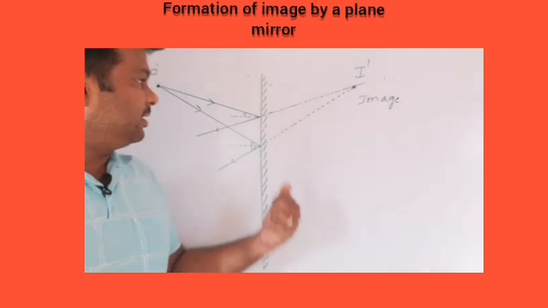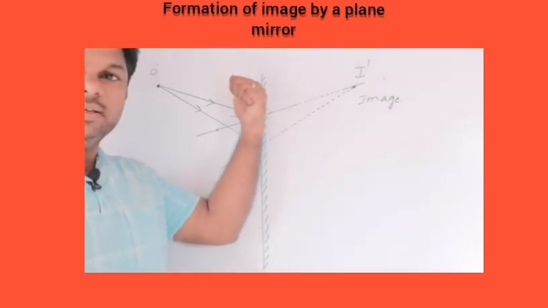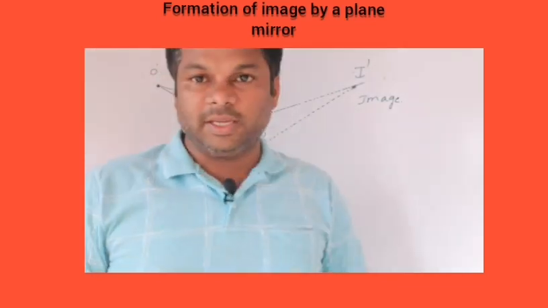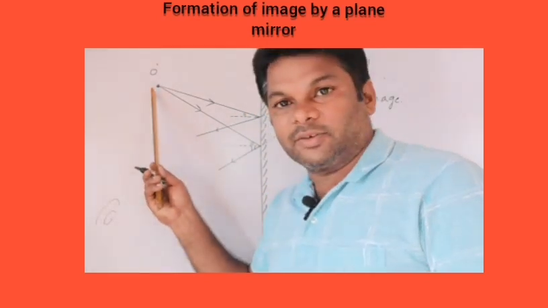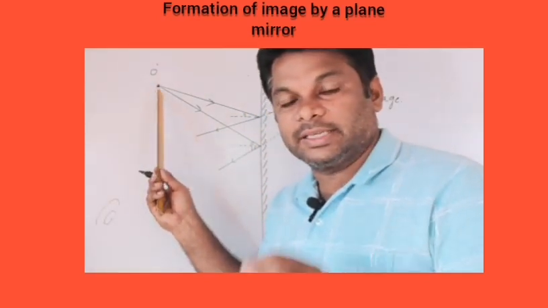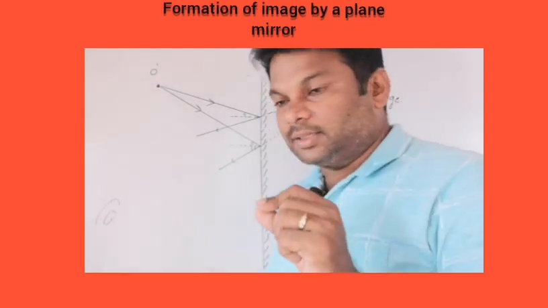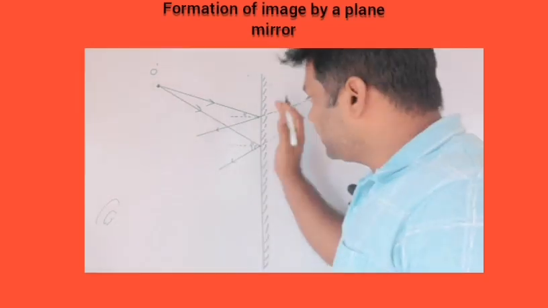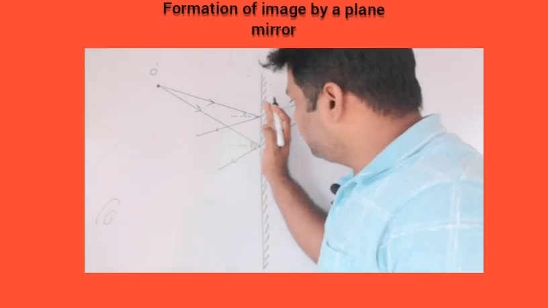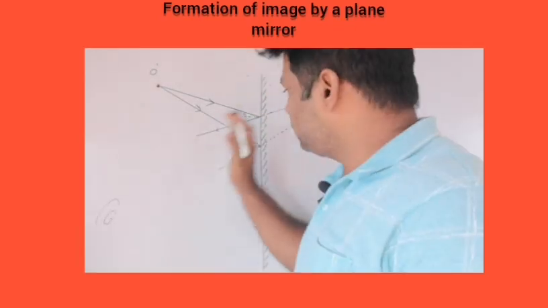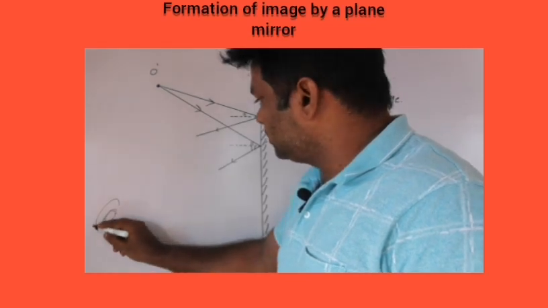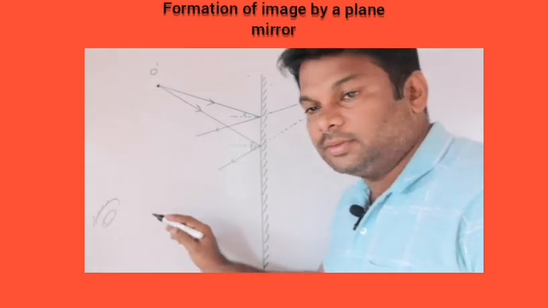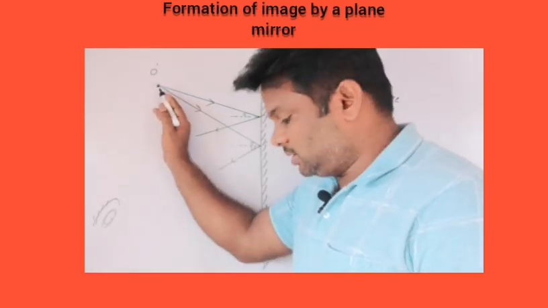For this plane mirror, there are two surfaces. One is a reflecting surface, another one is a plane surface. When I kept an object in front of the reflecting surface, that is a point size object, I considered two incident rays incident on the plane surface. After incidence, they both bounce back. When I am watching these two rays from here, I can observe the image of this object. This is the object.